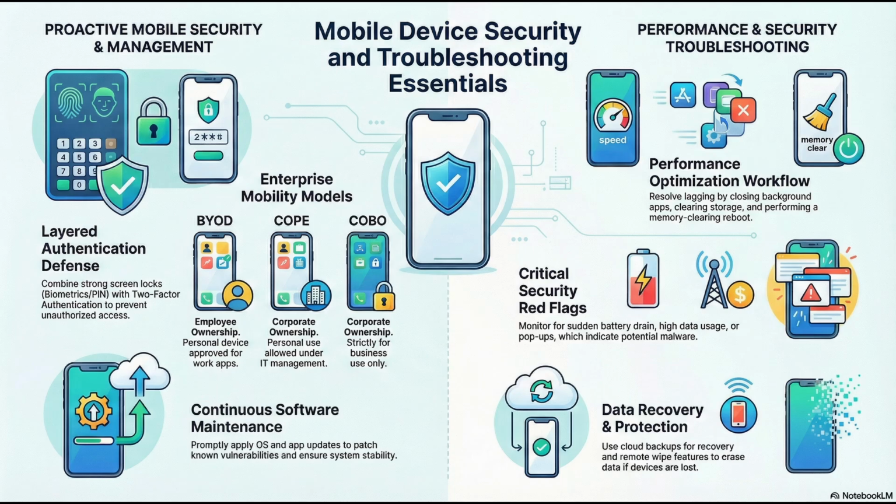And lastly, CYOD. Choose your own device. This is like a menu. The IT department says, you can have an iPhone 15 or a Galaxy S24. Pick one, we'll buy it, we'll manage it.